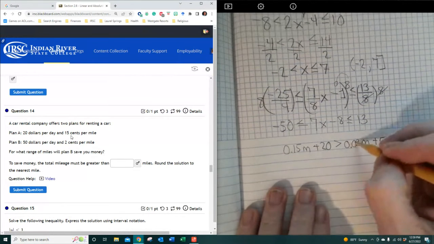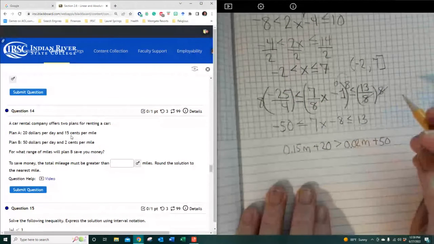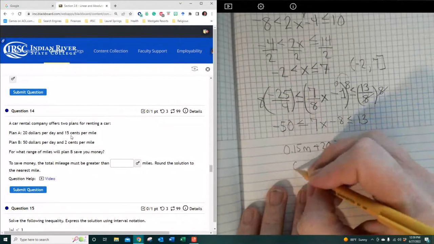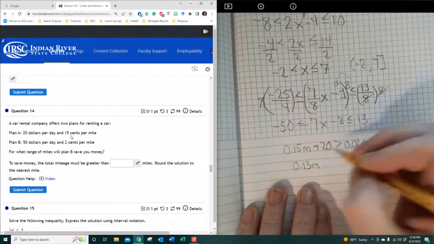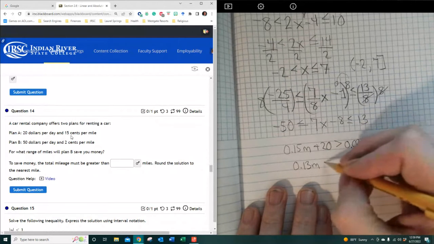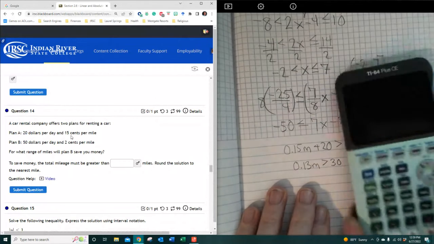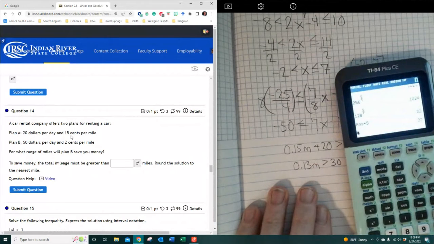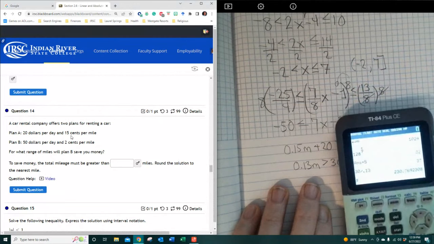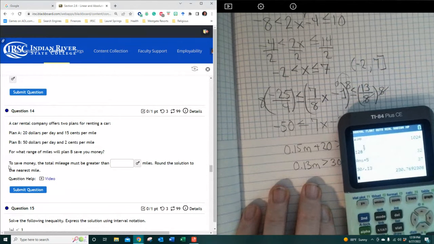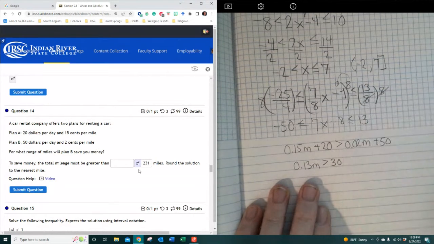All right. So what you do is you subtract 2 from both sides, and subtract 20 from both sides, and then just simply take your calculator and take 30 divided by 0.13. So that's about 230.77, and it says round to the nearest mile, so I'm going to say 231 miles. And 231 miles is exactly the answer.